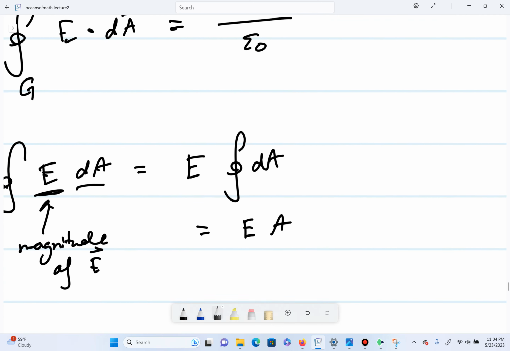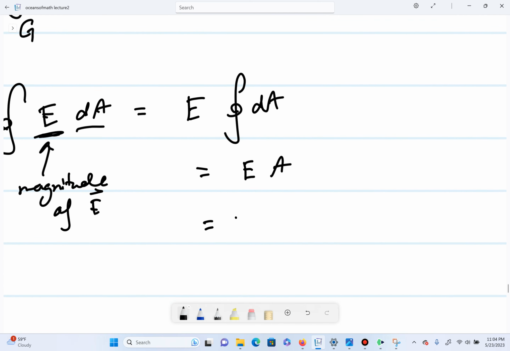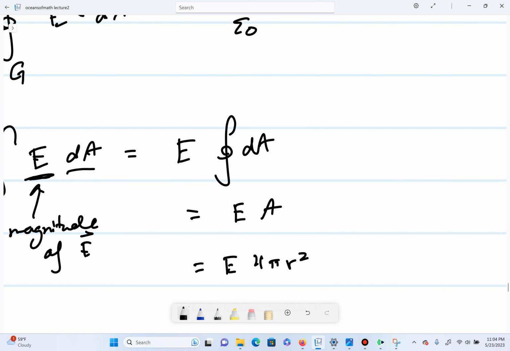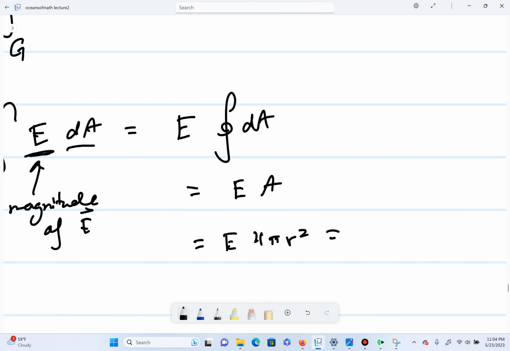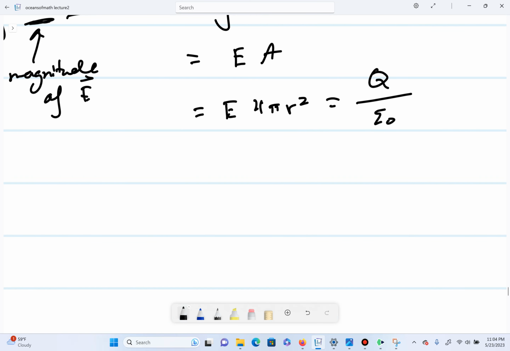Then this surface area is going to be E times 4 pi R squared. And by Gauss's law, that's equal to Q, the net charge enclosed, which is just the charge of the sphere, divided by epsilon naught. Wow, this is so much simpler. I get E is equal to 1 over 4 pi epsilon naught Q over R squared.